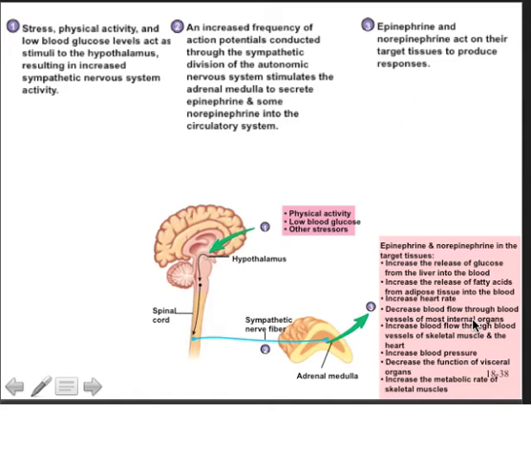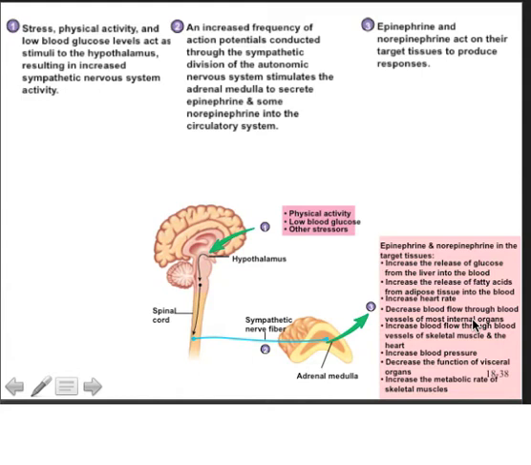So here we can see the cascade of events that leads to epinephrine secretion. Stress, physical activity, emotional upset, or low blood glucose levels will act to stimulate the hypothalamus, resulting in increased sympathetic nervous system activity. This increased frequency of action potentials is going to hit the medulla, causing it to secrete epinephrine and norepinephrine into the bloodstream. The epinephrine and norepinephrine act on their targets and produce their responses.